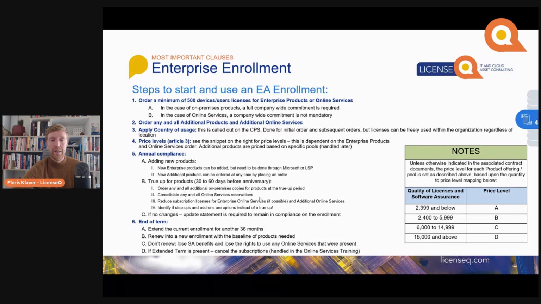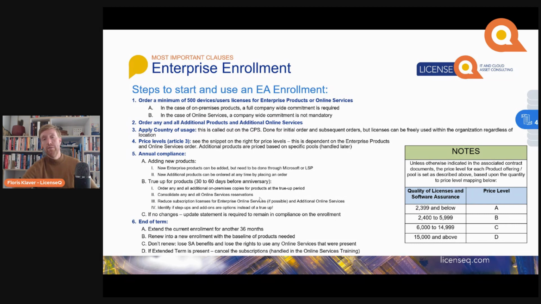For products that you have taken into account in your initial order, you have to do a true up, and you have to do this 30 to 60 days before your anniversary. And in this true up, you need to make sure that you order any and all additional on-premises copies. You consolidate any and all online service reservations. You have the option to reduce subscription licenses for enterprise online services only and additional online services. And you can identify if you want to do a step up or an add-on for products that you need.